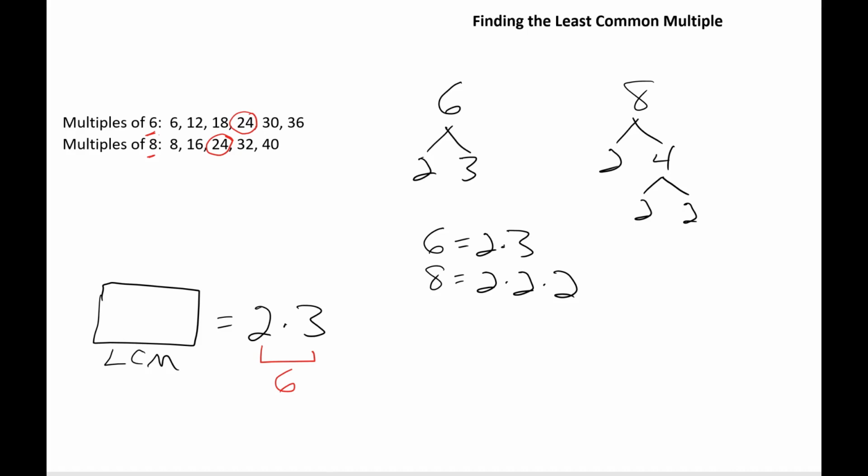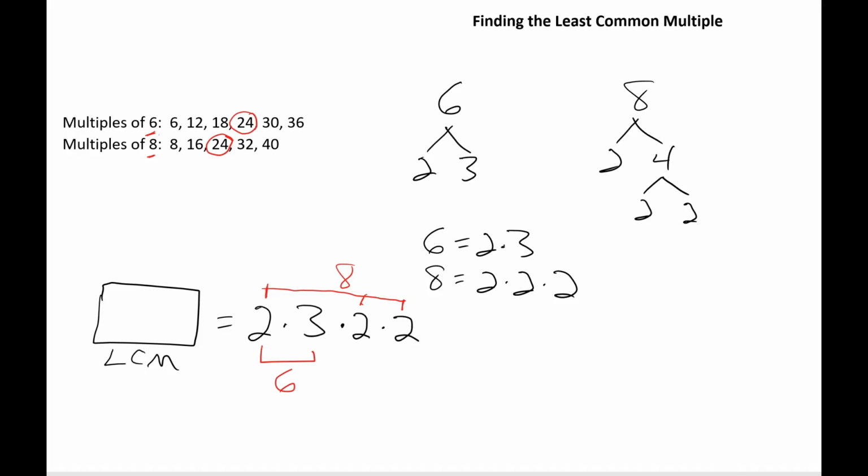But my least common multiple also has to be divisible by 8, which means that 8 has to go into the least common multiple, which means I've got to have 2 times 2 times 2 as factors in the least common multiple. Well, I can see I already have one 2 in my least common multiple, so I only need 2 more. In other words, I need 2 times 2, and notice now I have 2 times 2 times 2 as a part of my least common multiple, and that's where my 8 comes from.